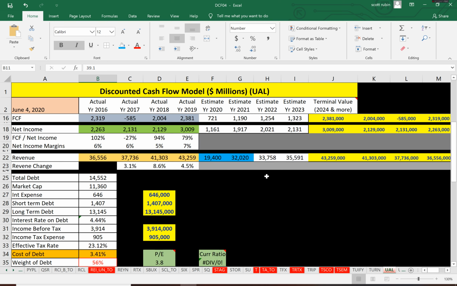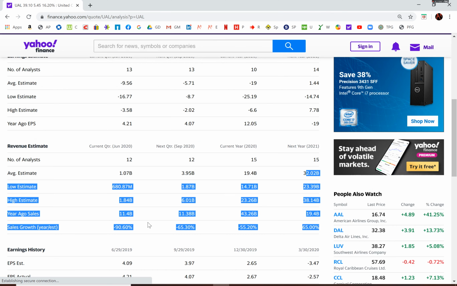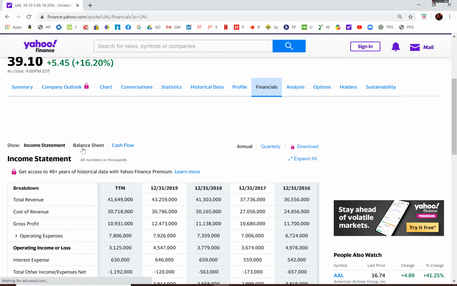But I also want to go through some of the ratios. And I need some more info for the balance sheet. I need current assets, current liabilities, and the equity. So let's go back to the balance sheet and just pull those numbers.